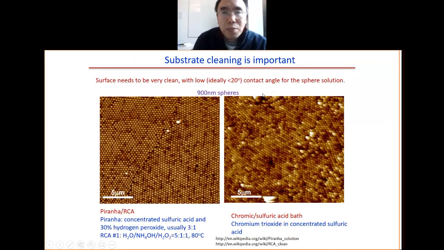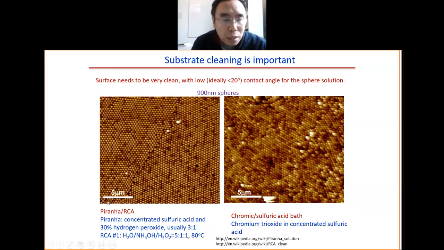This process depends a lot on the substrate surface. For example, in this case the wafer is cleaned by piranha and RCA. Piranha is a mixture of concentrated sulfuric acid and hydrogen peroxide. We know that this one is a very strong oxidizing agent, and this is also an oxidizing agent. So when they come together, it's very, very strong. When we mix them, it becomes very hot. Then the polymer contaminants on the wafer will be burned away.